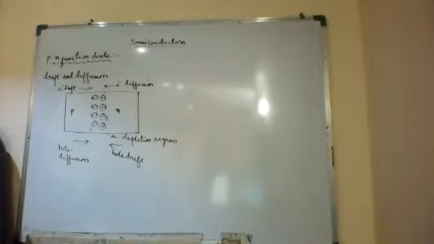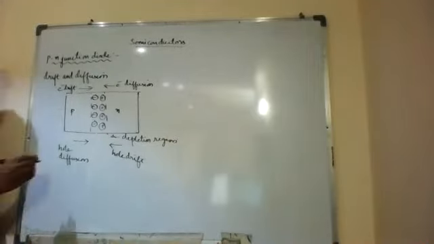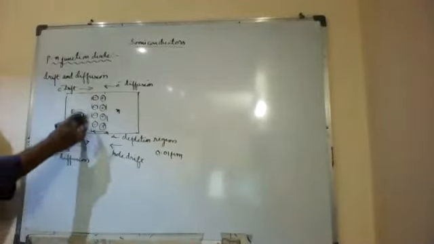What is the thickness of that? 0.01 to 0.08. The depletion region thickness is around 0.01 micrometer. So where is the depletion region? This region. This is the minority charge carrier region, so that forms a depletion region.